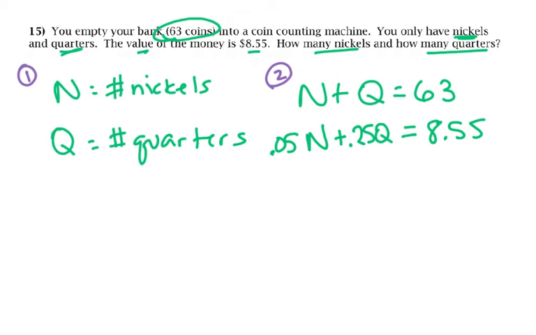Now 3, to solve this, you're going to have to make either the n's eliminate or the q's eliminate. So you could multiply this top one by negative 0.05, or you can multiply it by negative 0.25. Both of those things would work. Another thing that you could do is multiply this top one by negative 100, and that's going to get rid of your decimals.